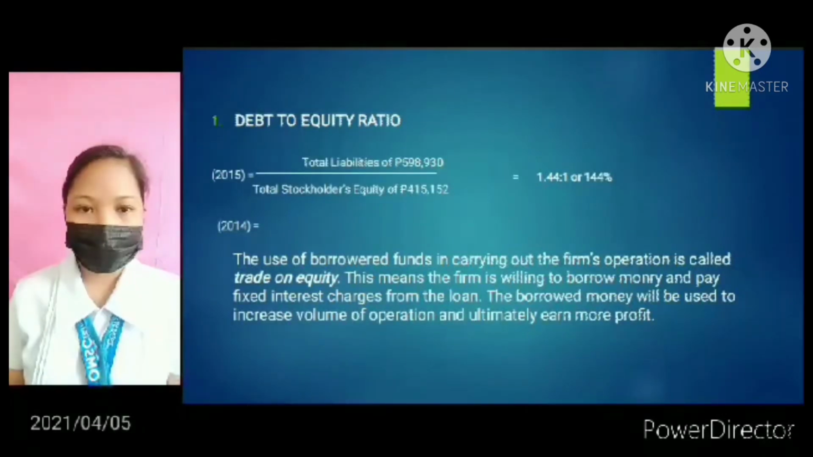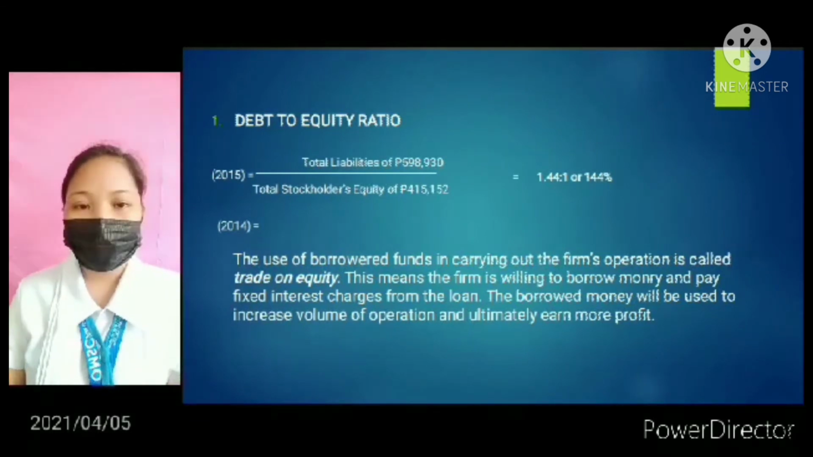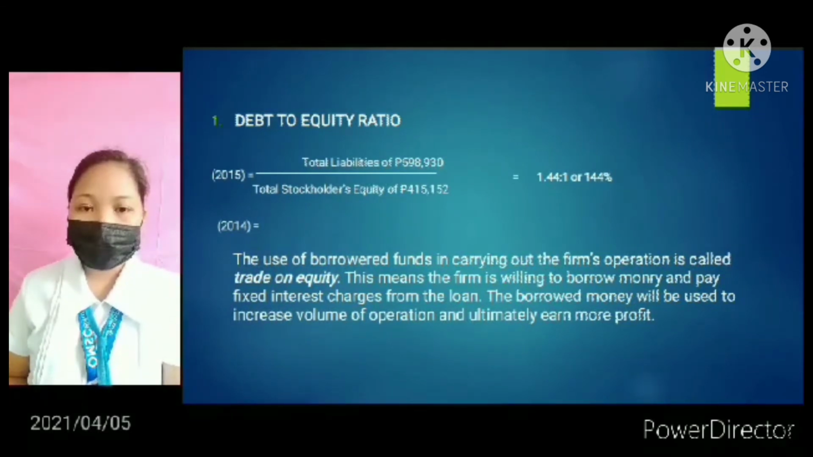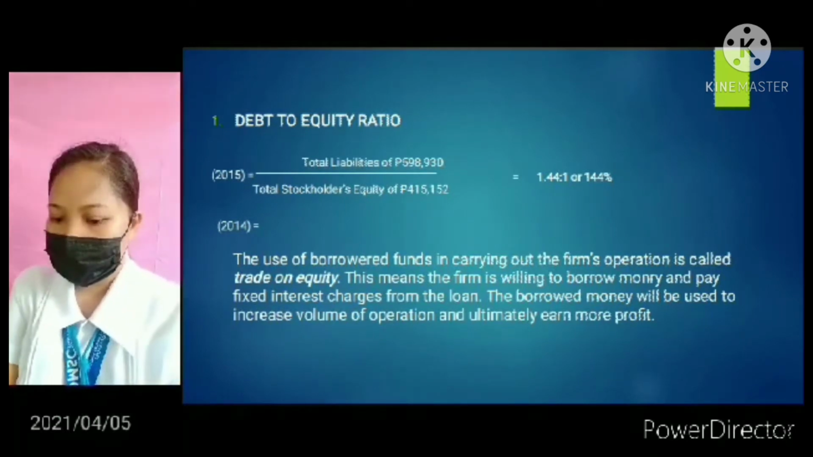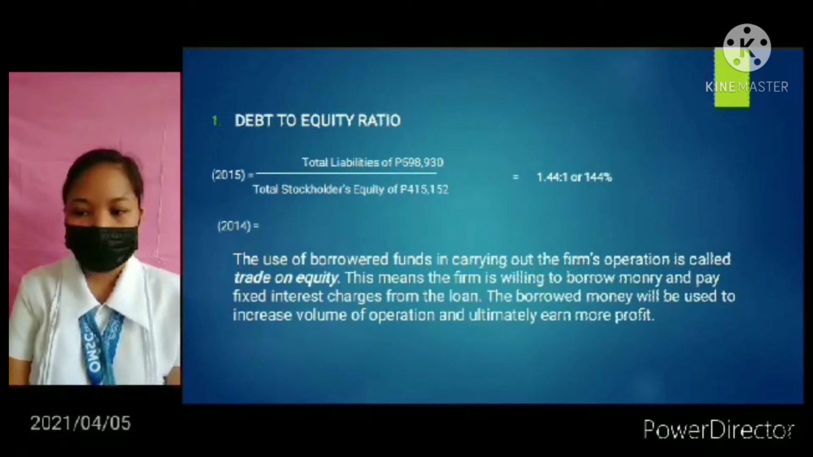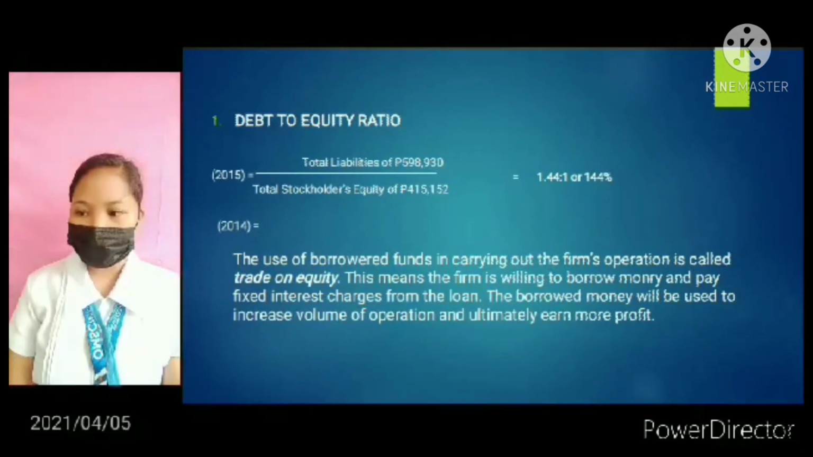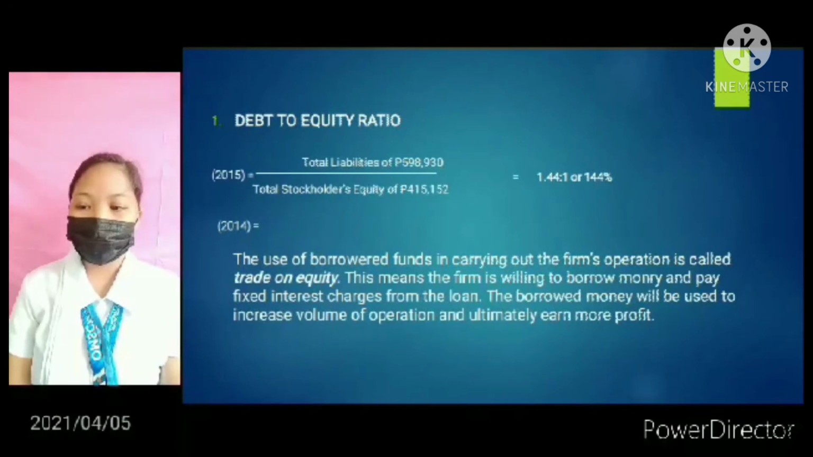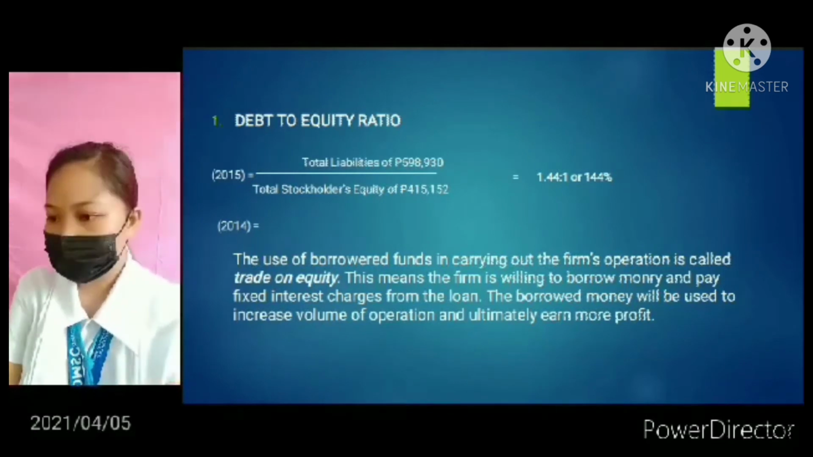So, number 1, debt to equity ratio. This is the formula: total liabilities divided by total stockholders' equity. Just divide, and after that, that is the answer. The use of borrowed funds in carrying out the firm's operation is called trading on equity. This means that the firm is willing to borrow money and pay fixed interest charges on the loan. The borrowed money will be used to increase the volume of operation and ultimately earn more profit.